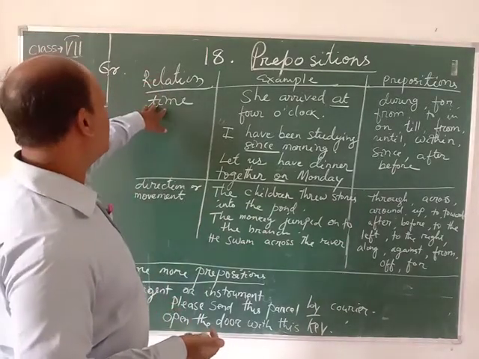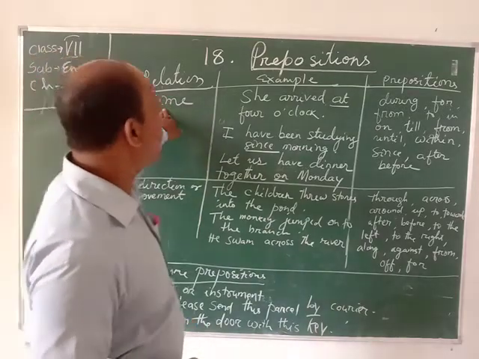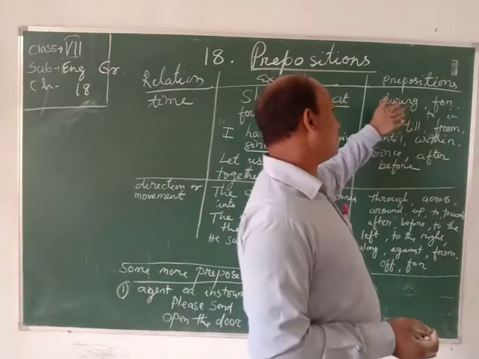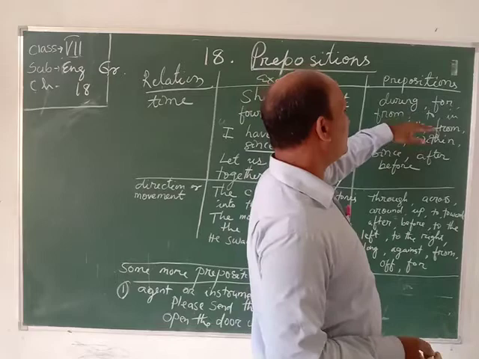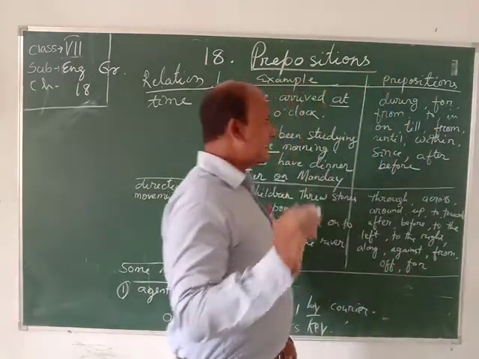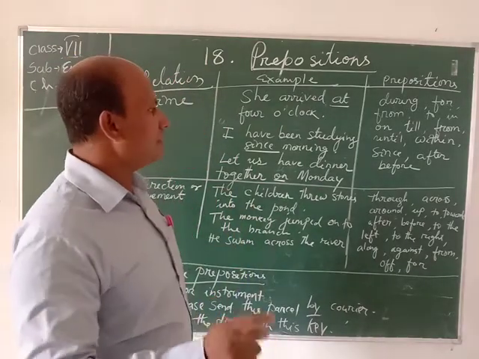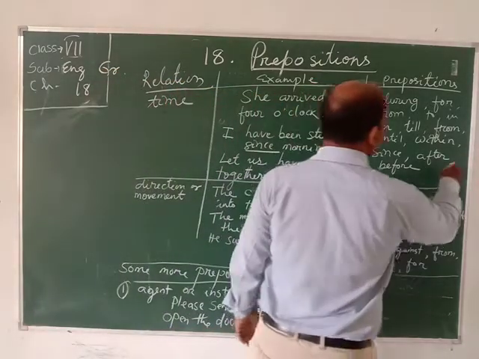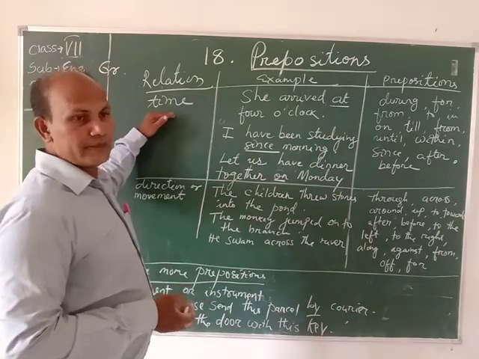This preposition is used in relation to time. Yes, for time, let's see the prepositions which are used: during, for, from, to, in, on, till, until, within, since, after, before. These are the prepositions which are used in relation to time.